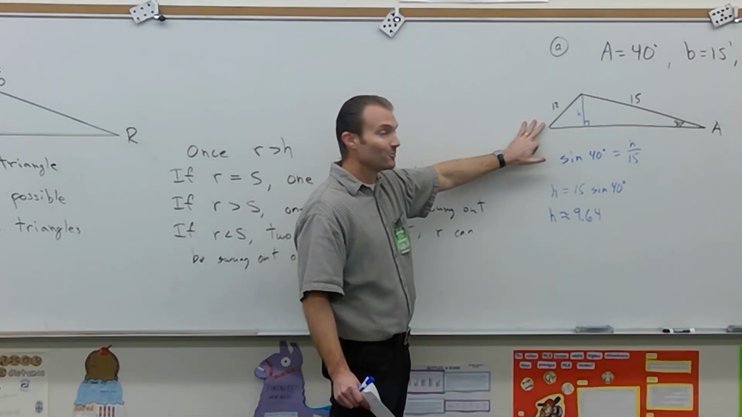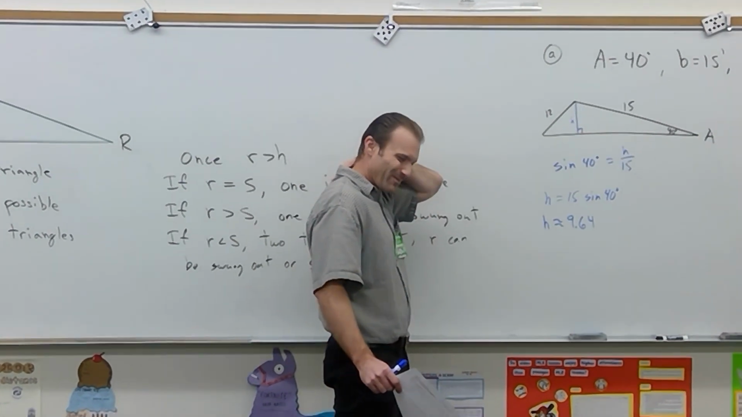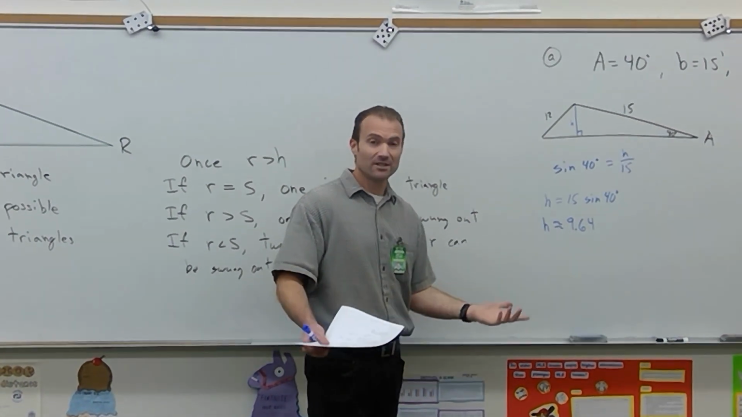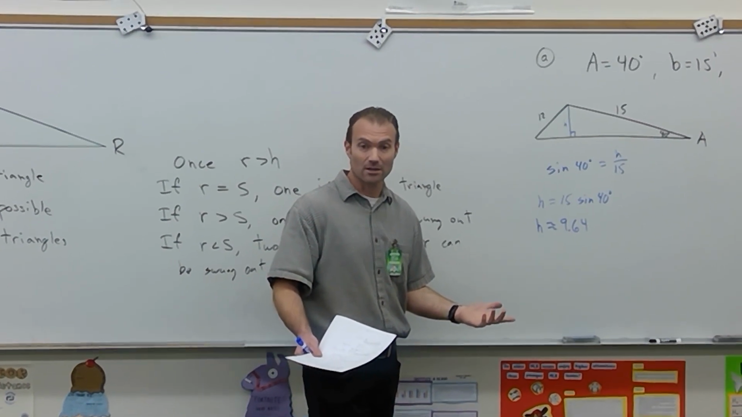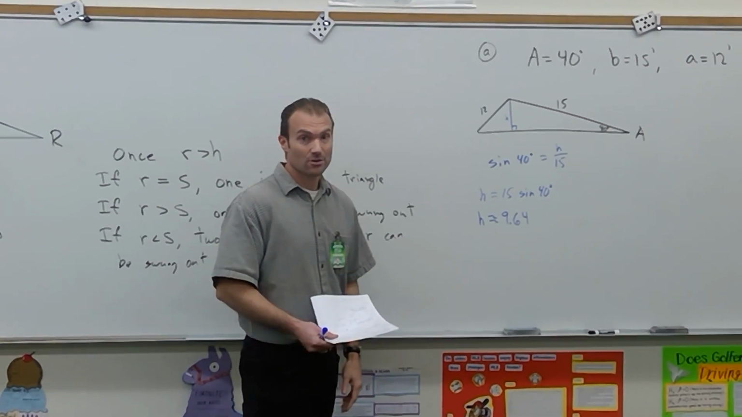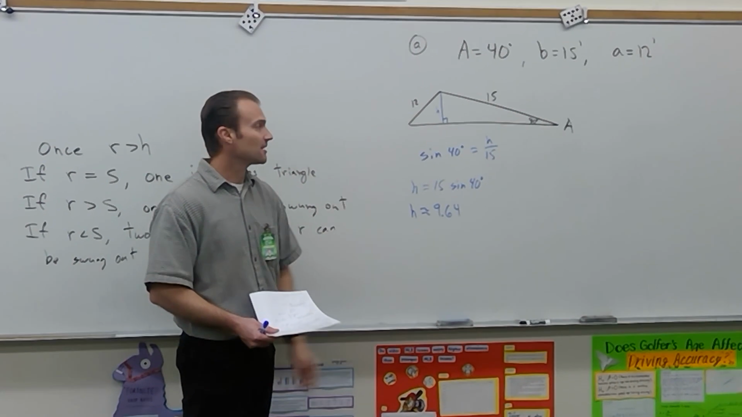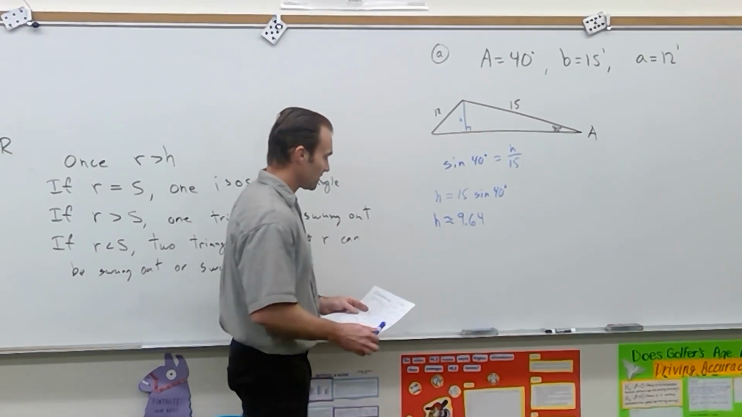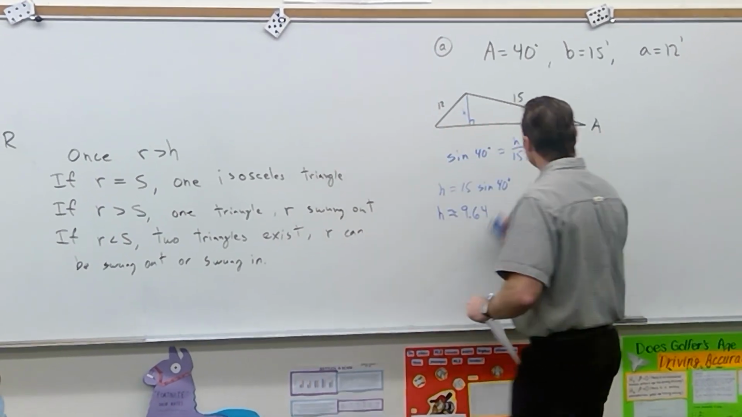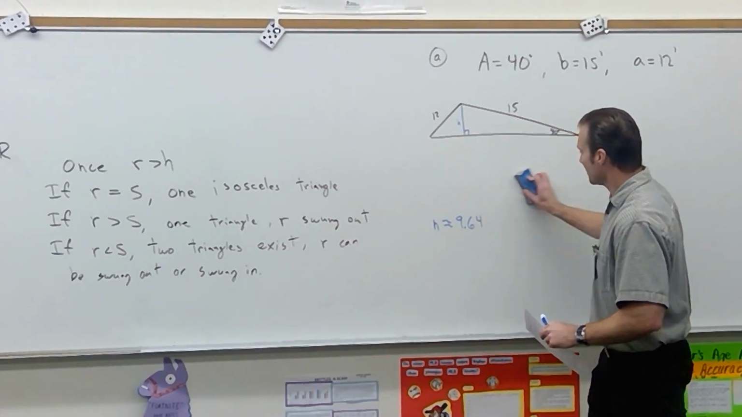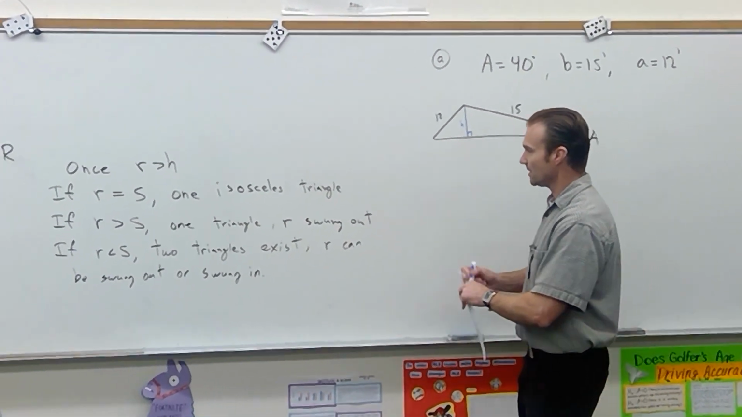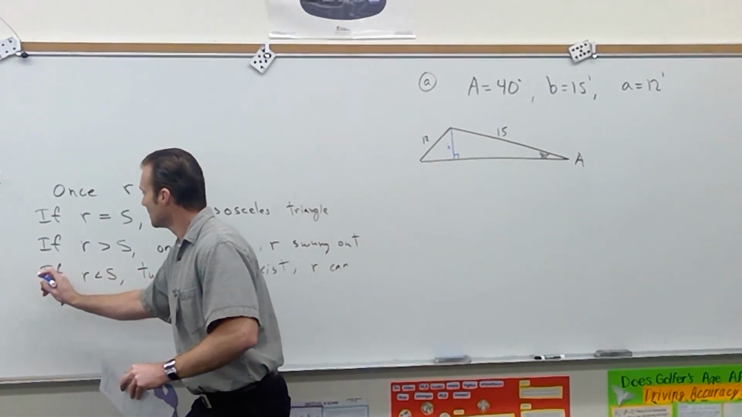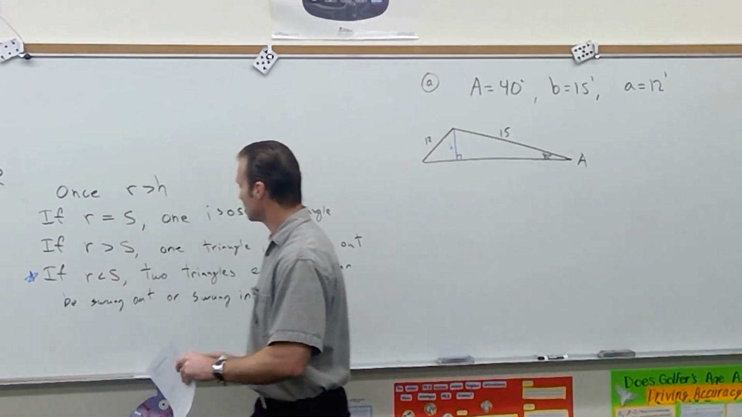Every year students will find one of the two solutions. They'll pat themselves on the back and say, yay, good for me. But you've only done half the problem, so you'll get half credit. You must find both triangles when two triangles exist. So let's go ahead and find both triangles. So I'll erase that. I now know where I'm at. I am right here. Two triangles exist.